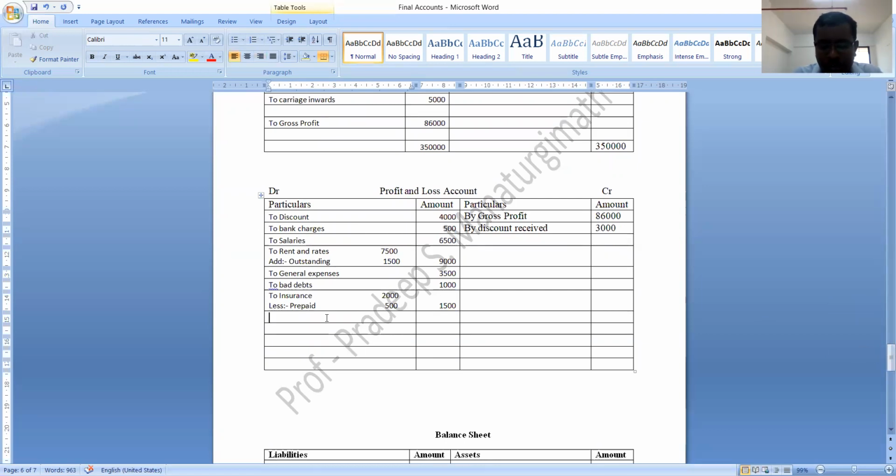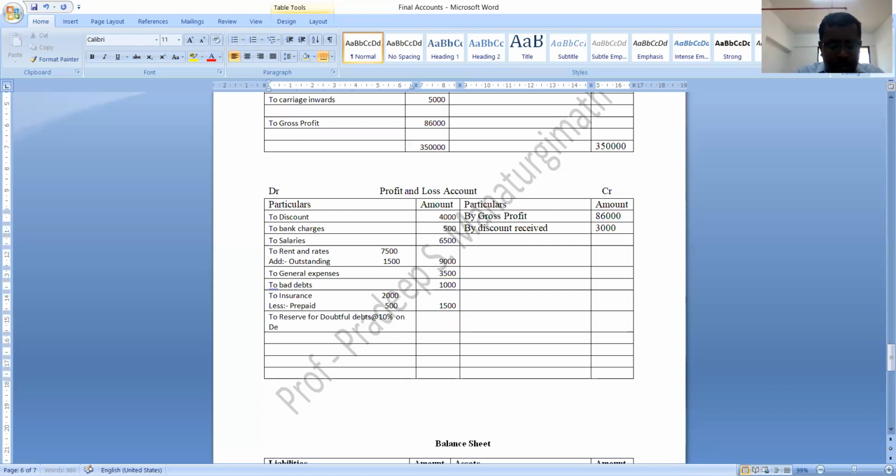Adjustments will appear two times, no? So one time must be in balance sheet, another time in any one of the accounts. So bad debts appears, that reserve for doubtful debts or provision for bad debts will appear in profit and loss account. So we'll write it like: to reserve for doubtful debts. At what percent? At 10% on debtors.